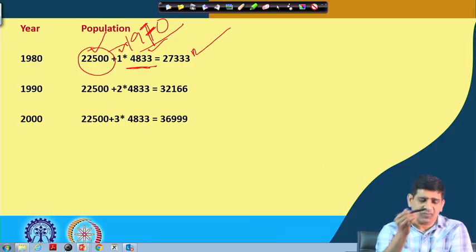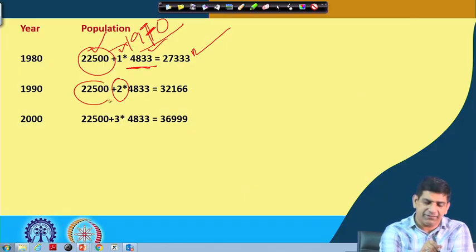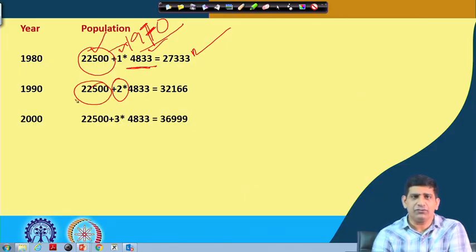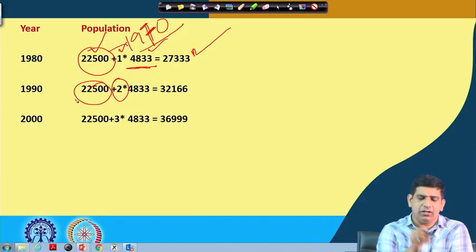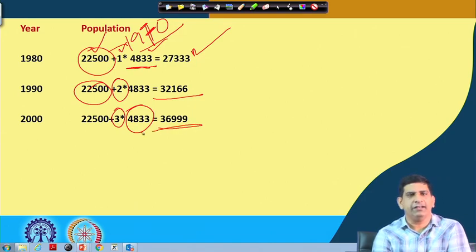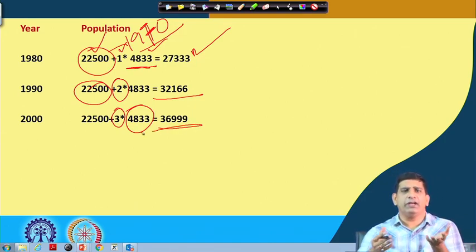And you get 27,333. Now when you go to 1990, you have 2, because we are talking about 2 decades from 1970. The baseline is the actual value, so that's where we start from: 22,500 plus 2 times the increase, so we get 32,166. For 2000 we have 3 decades of average rate of growth, and we get 36,999. So this is how we calculate using the arithmetic increase method.